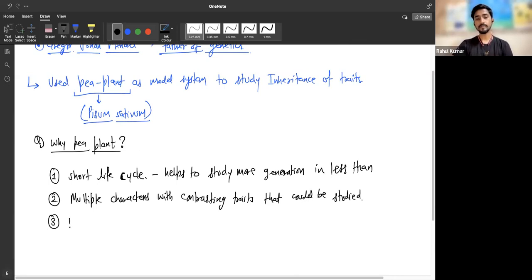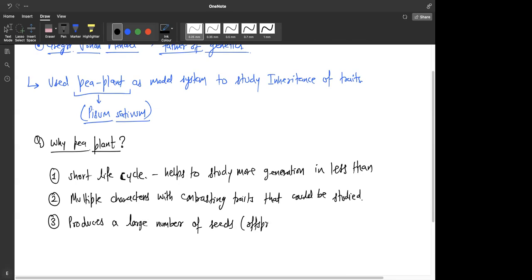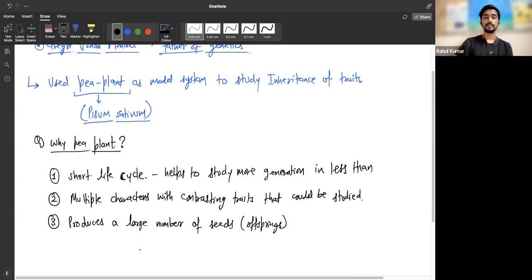Pea plant produces a large number of seeds. What are seeds basically? The offsprings, right? Because you sow the seed and the new plant will come. So it produces a large number of seeds, hence a large number of offsprings. And you were also saying something.